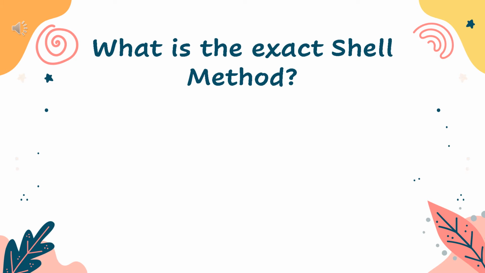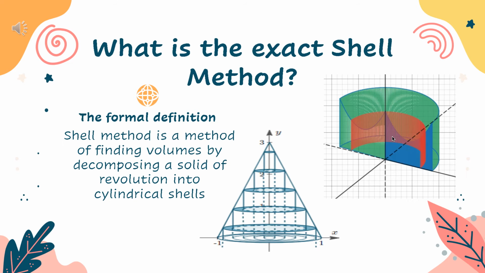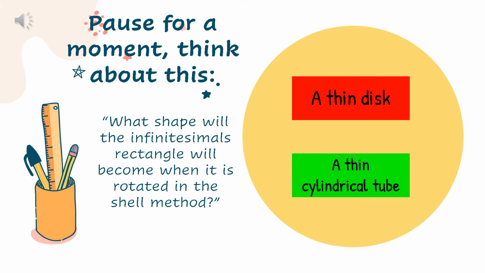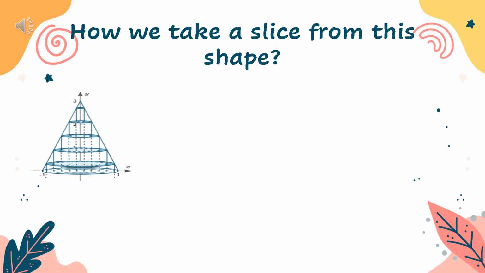So, what is the exact shell method? The formal definition of the shell method is a method of finding volumes by decomposing a solid of revolution into cylindrical shells, which will look like this. So, let's say that we need to take out a slice from this shape. How do we get it out? Where do the tubes come from?